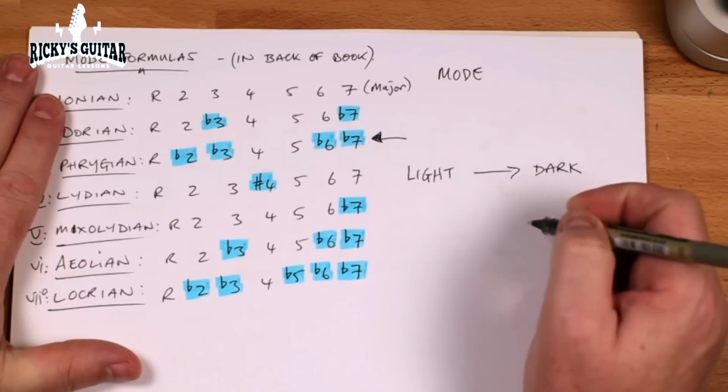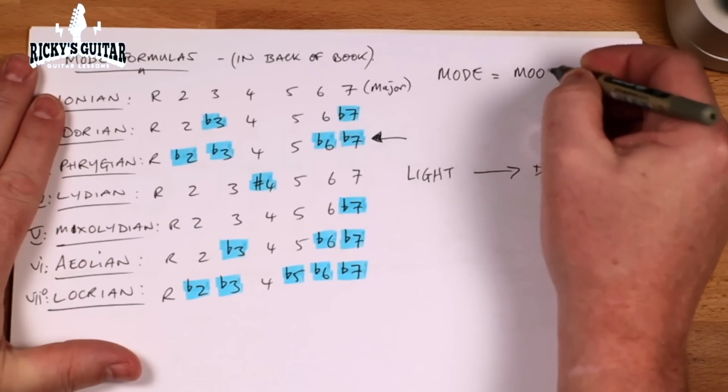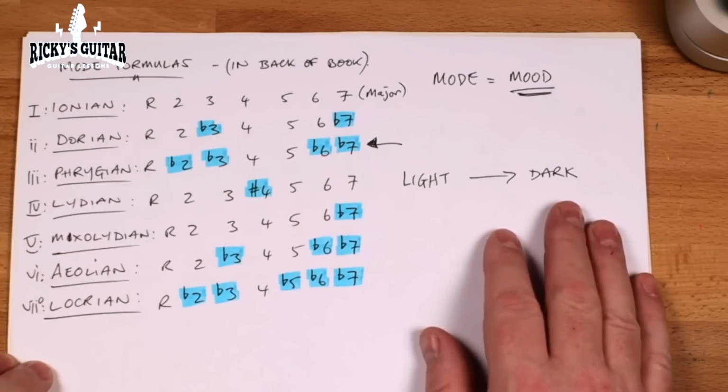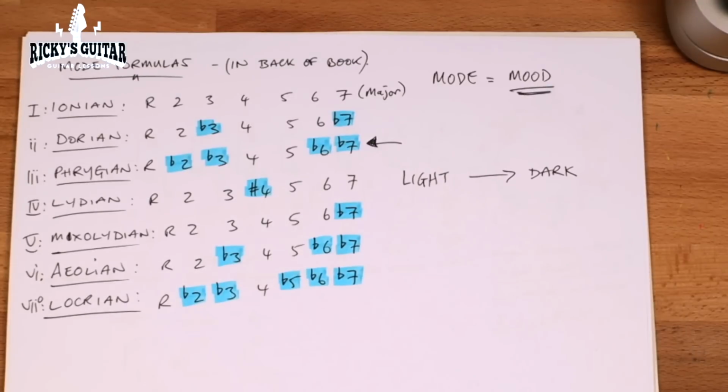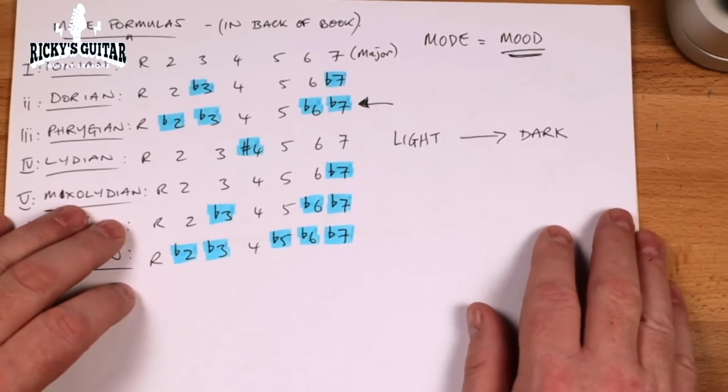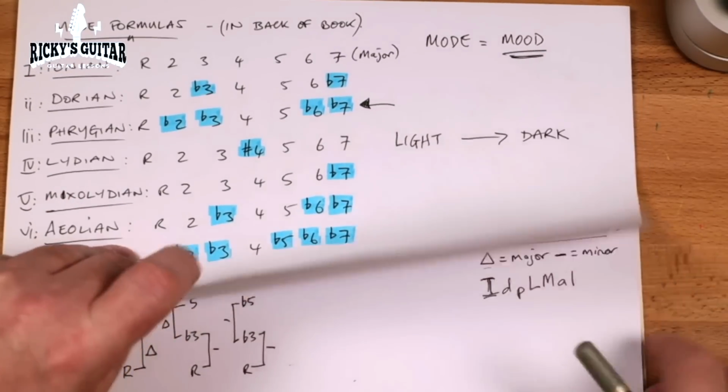When I hear the word mode, it's equivalent to the word mood, because mood is the language of emotion. We're creating moods. So we've got these mode formulas. I want to show you how we can associate this. We're going to do another cycle of thirds. But I have a special sheet of paper for this one.